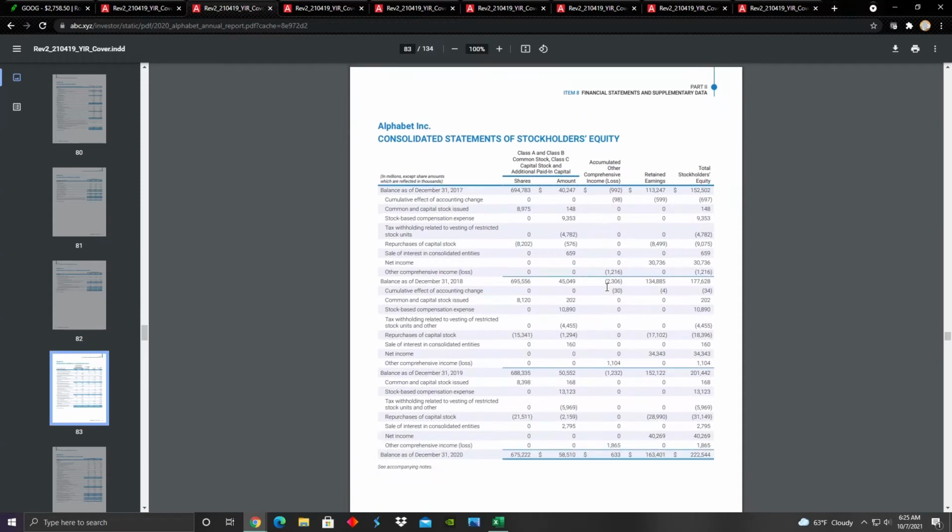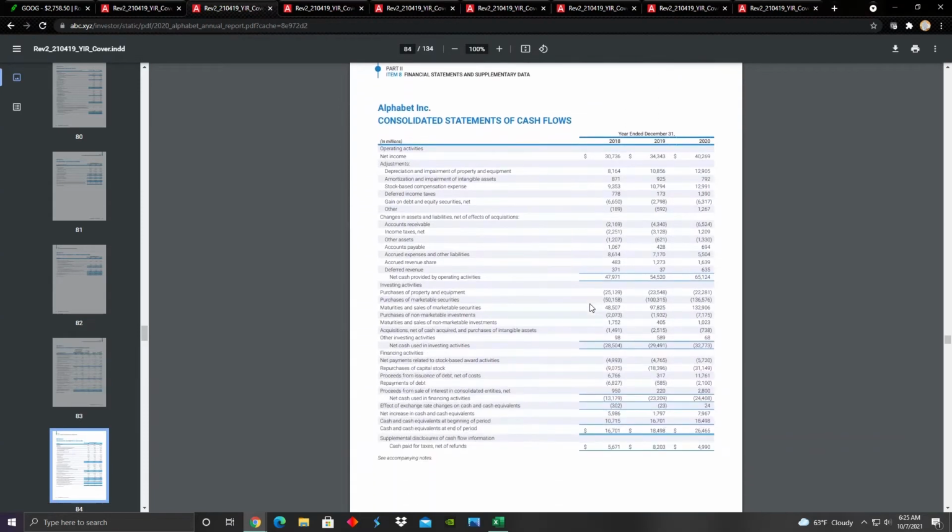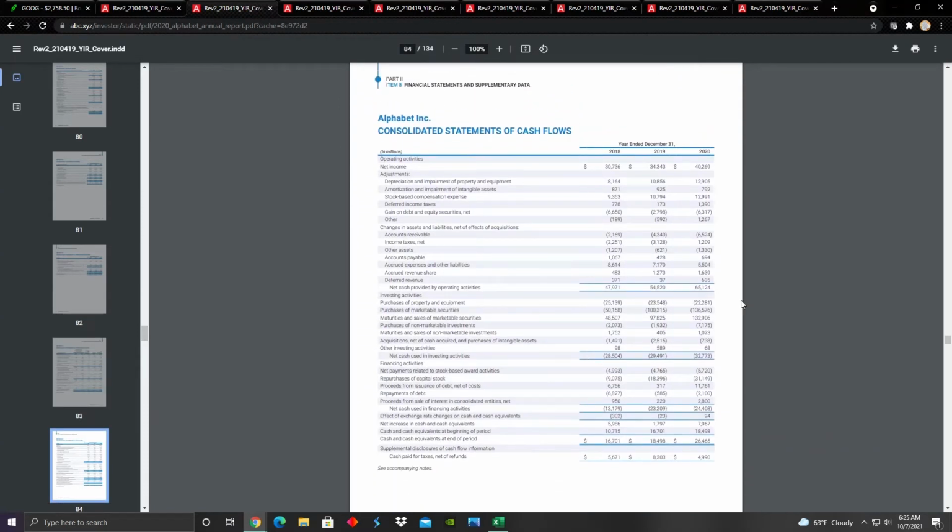So now I'm going to move on to their statement of cash flows, which we can see right here. And this is basically just a quick glimpse at how Google spends their cash, and how much cash they generate from their operations, which we can see right here, their operating activities. The net cash provided by their operating activities in 2020 was $65 billion, up from $54 billion in 2019 and $47 billion in 2018. So there's definitely strong growth in their operating cash flows over recent years.